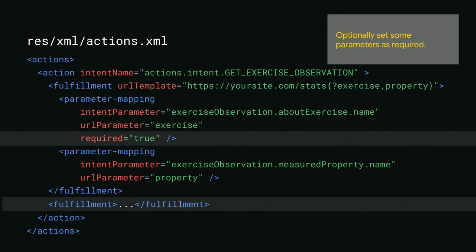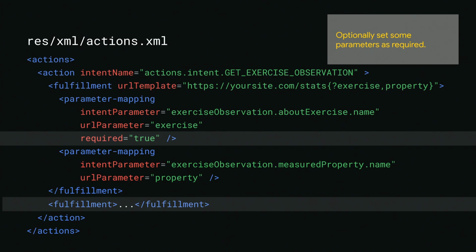Okay, coming back to our actions.xml, there's one additional attribute I wanted to call out. That's the required equals true attribute that you can set on the parameter mapping block. This does exactly what you'd expect. It means that you absolutely require this particular parameter to be set by the user's phrase. If not, this fulfillment block will be skipped, and the next fulfillment block below it will be tried.